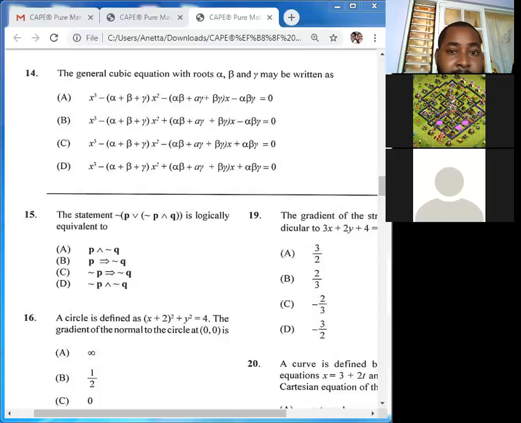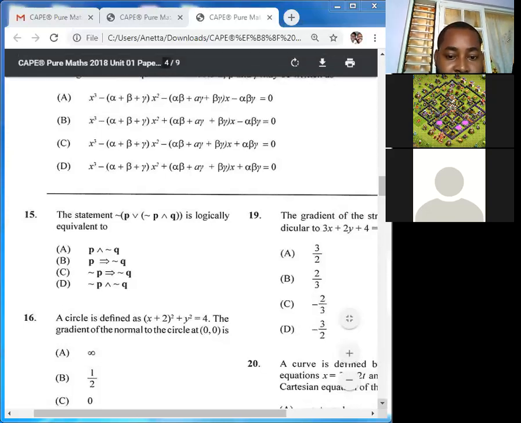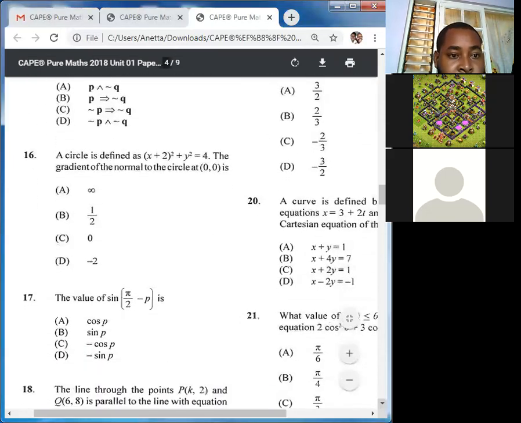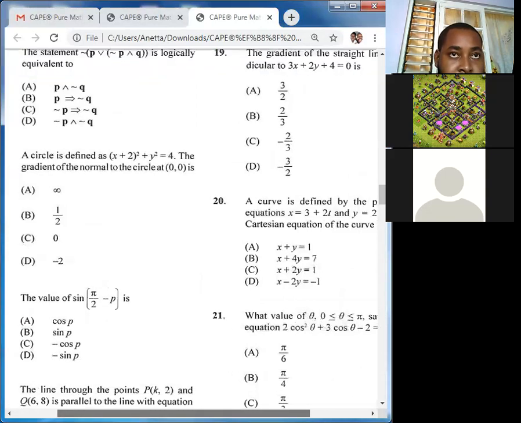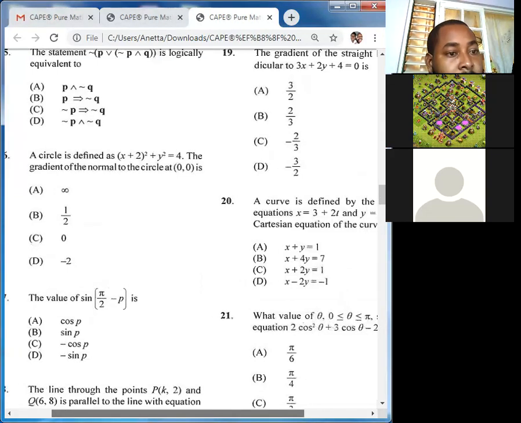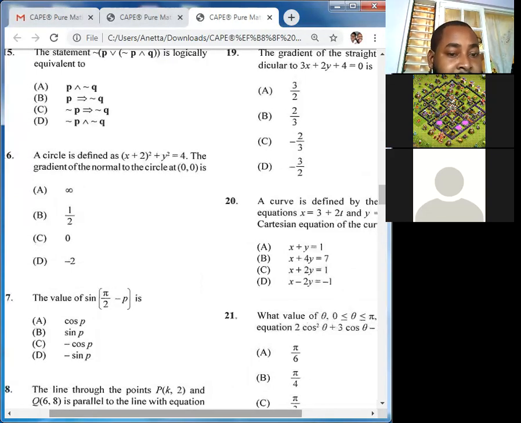Okay, so I think we completed the first 16 there. So that should cover module 1. So let's go into part 2, which will cover circles, vectors, and trigonometry.